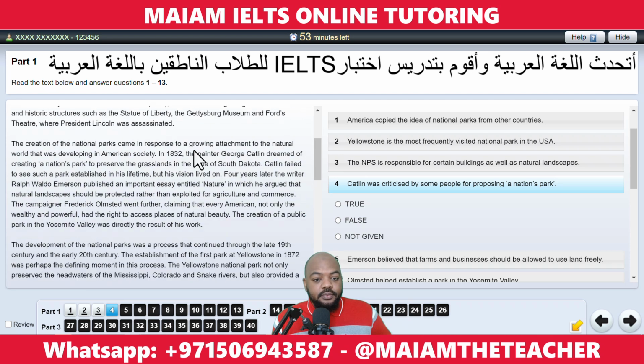Let's move down. And here we see that the word Catlin is right there. So the creation of the national parks came in response to a growing attachment to the natural world that was developing in American society. In 1832, the painter George Catlin dreamed of creating a nation's park to preserve the grasslands in the state of South Dakota. So, was he criticized by some people for proposing? Well, we haven't seen any critique of him yet. So let's continue. Catlin failed to see such a park established in his lifetime, but his vision lived on.